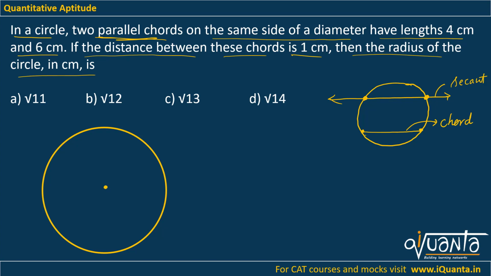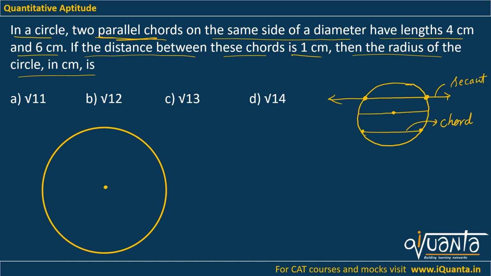Now can you tell me the biggest chord of a circle? It is the diameter. So a diameter is the biggest chord of a circle and it passes through the center. So if you come across a statement in a question that there's a line or a chord passing through the center of the circle, ultimately it will be the diameter only. So in this question we have two parallel chords on the same side of the diameter.